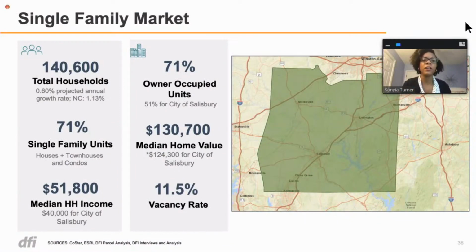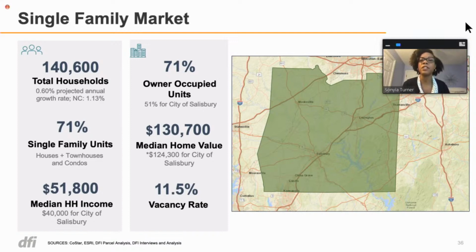Within this market area, 71% of the units that people are living in are single family. That includes both single family detached as well as townhouses and condos. By far, single family detached housing makes up the majority of this percentage, with townhouses and condos being a much smaller percentage. The median household income is $51,000. 71% of the housing units in this market area are owner occupied.